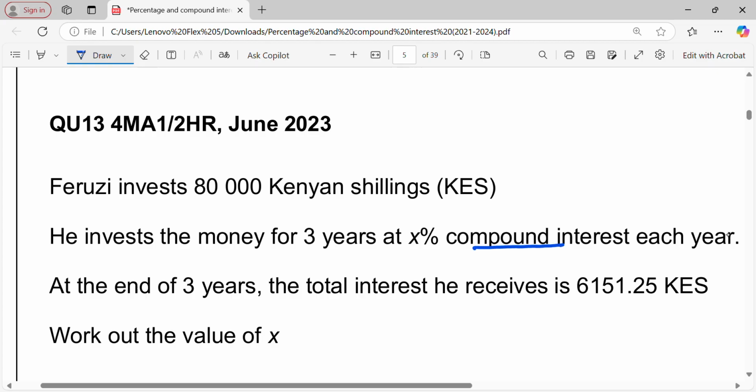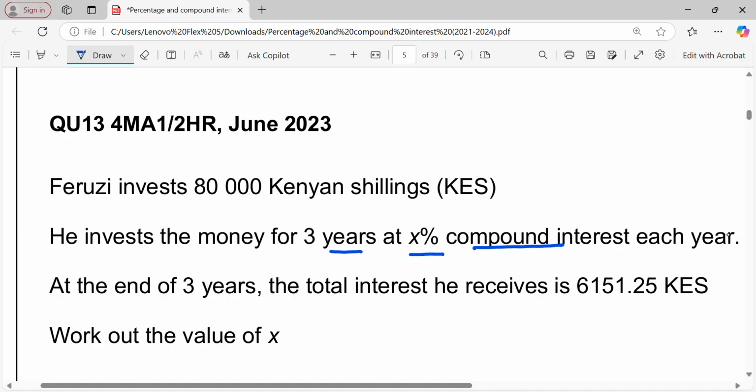Ferozi invests 80,000 Kenyan shillings. He invests the money for 3 years at X% compound interest each year. At the end of 3 years, the total interest he receives is 6,151.25 Kenyan shillings. Work out the value of X.